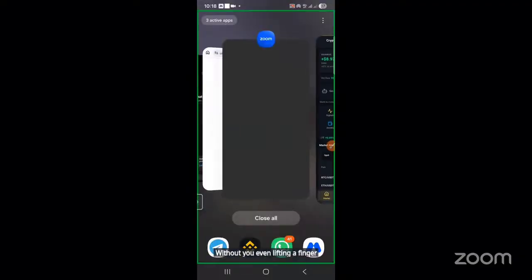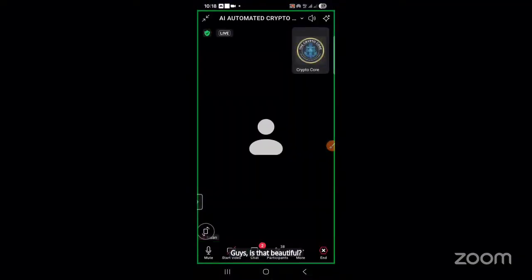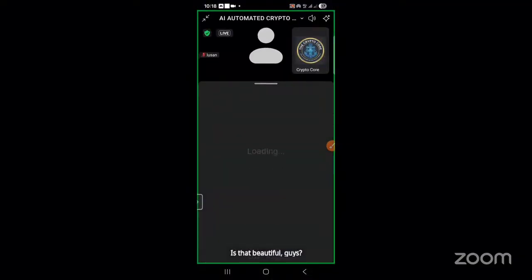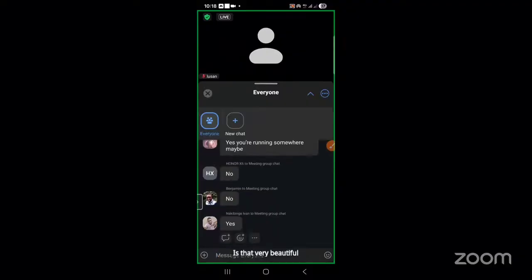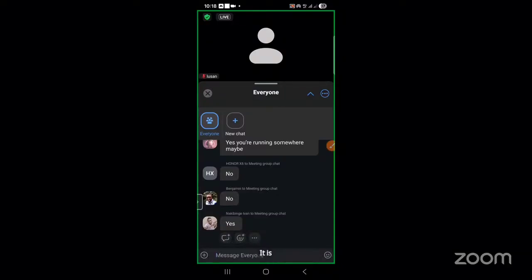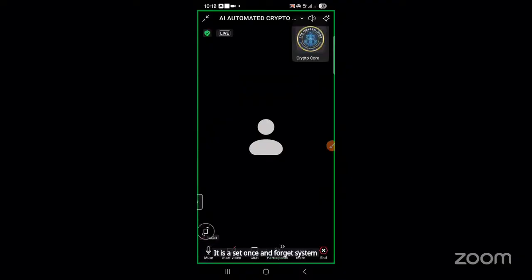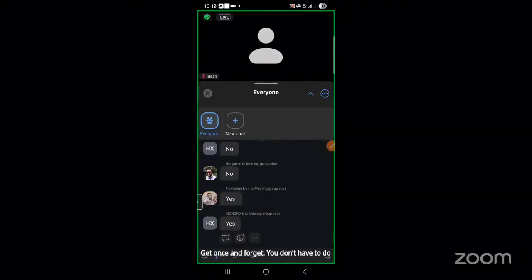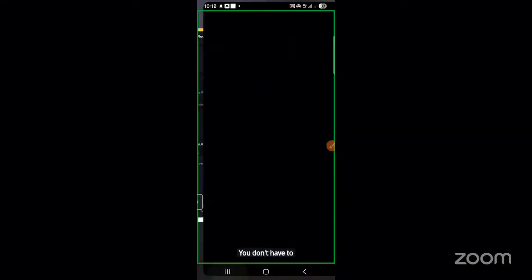Guys, is that beautiful? Is that very beautiful? To see that after you turn on automatic mode, the bot takes over and handles everything. It is a set once and forget system. Set once and forget. You don't have to do anything.